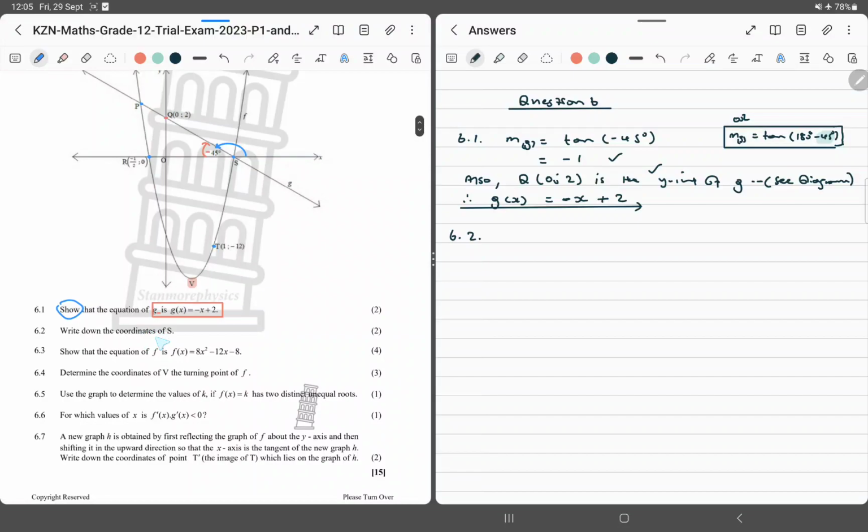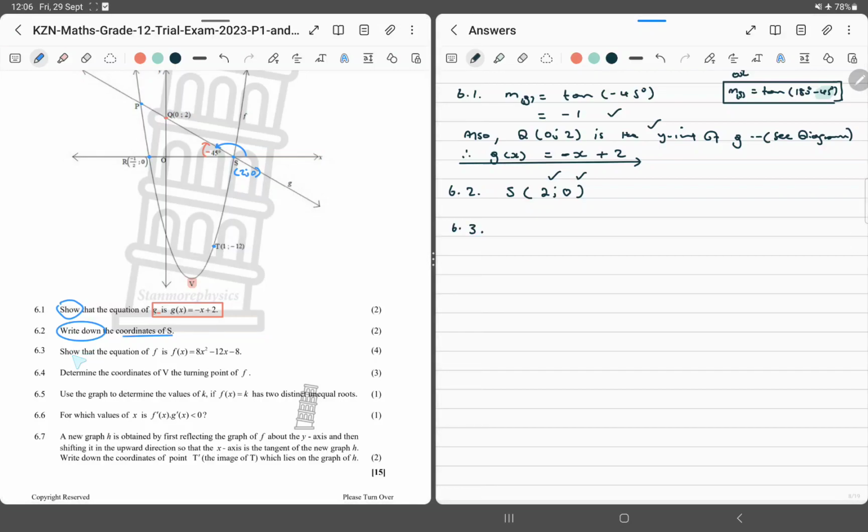6.2 says, write down the coordinates of S. Can you see? The question says, write down. That means do it by inspection. Obviously, for the x-intercept, you make y 0. You transpose the 2, you solve for x. x is going to be 2. So this is (2; 0). Okay, so we can write it down: (2; 0). That is S over there. Again, you're getting a mark for each one of those coordinates. But we did this by inspection because the question says write down. We don't need to do so much.